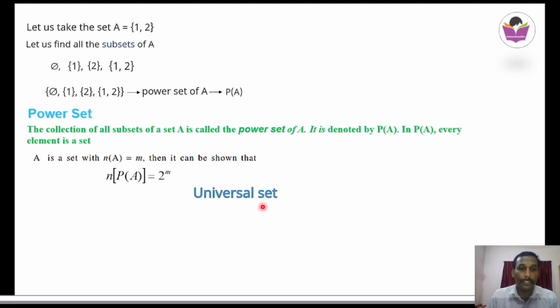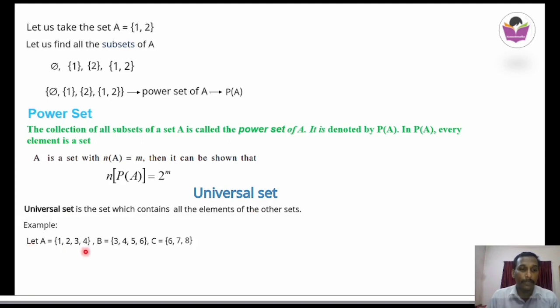Next we are going to discuss the universal set. The universal set is the set which contains all the elements of the other sets. All the elements of the other sets means when we collect and put together all the other sets' elements, we will get the universal set. Let's take an example.